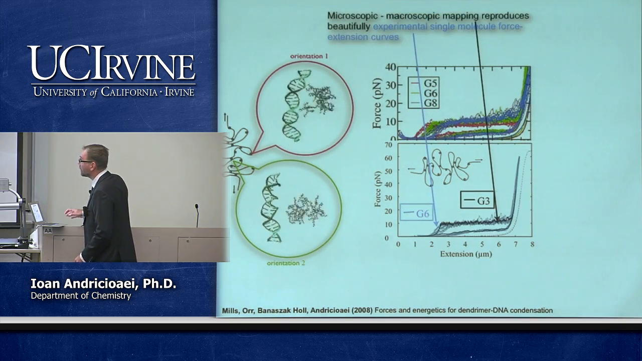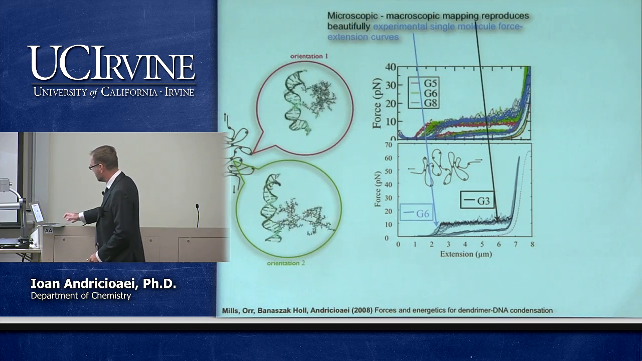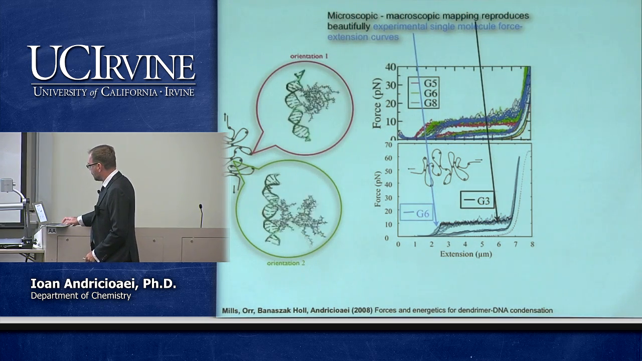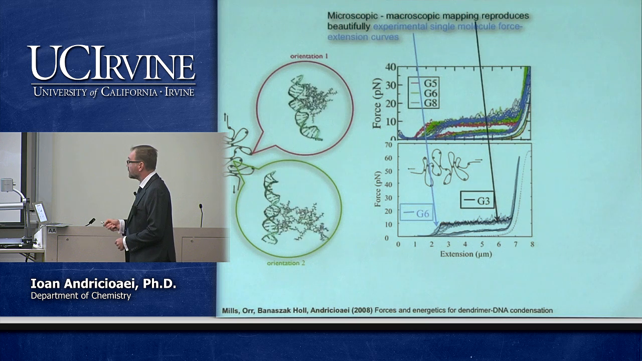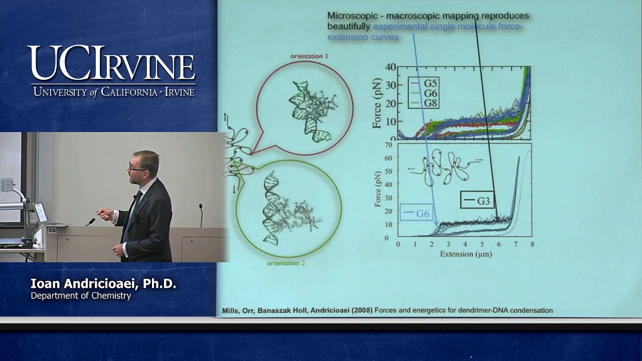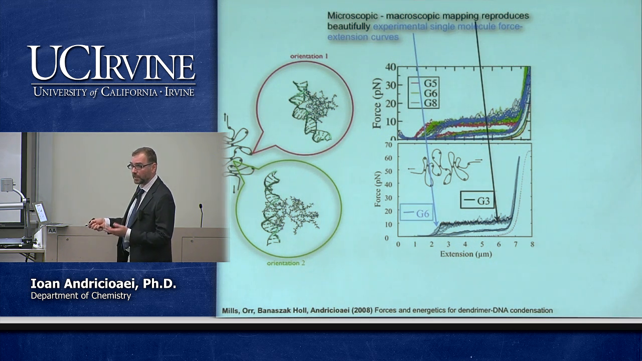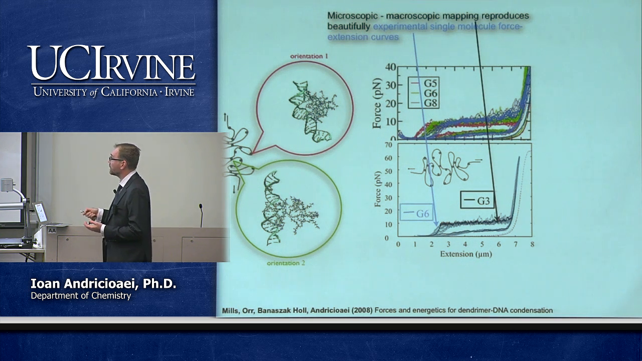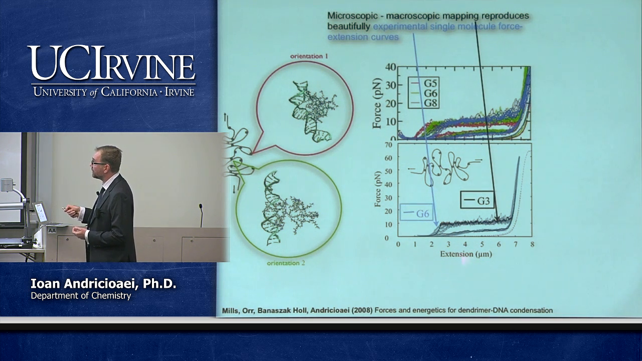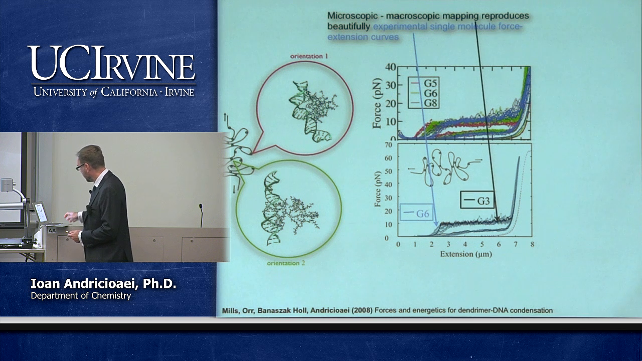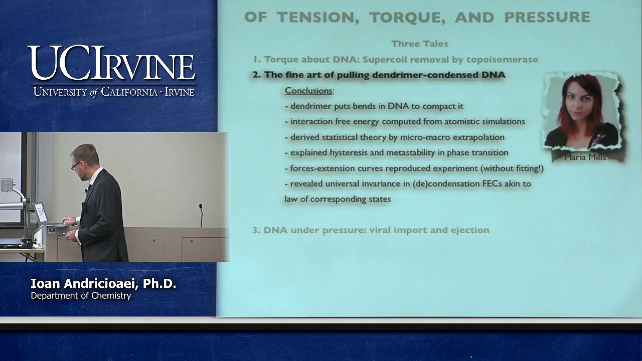This is supposed to be a quick walk, so I won't go into details. Okay, so what did we do? We simulated locally what happens with dendrimers, which are these black dots interacting with DNA, this thread here. And out of that, we extrapolated the macroscopic dynamics that leads to a force extension curve in the pulling apparatus.